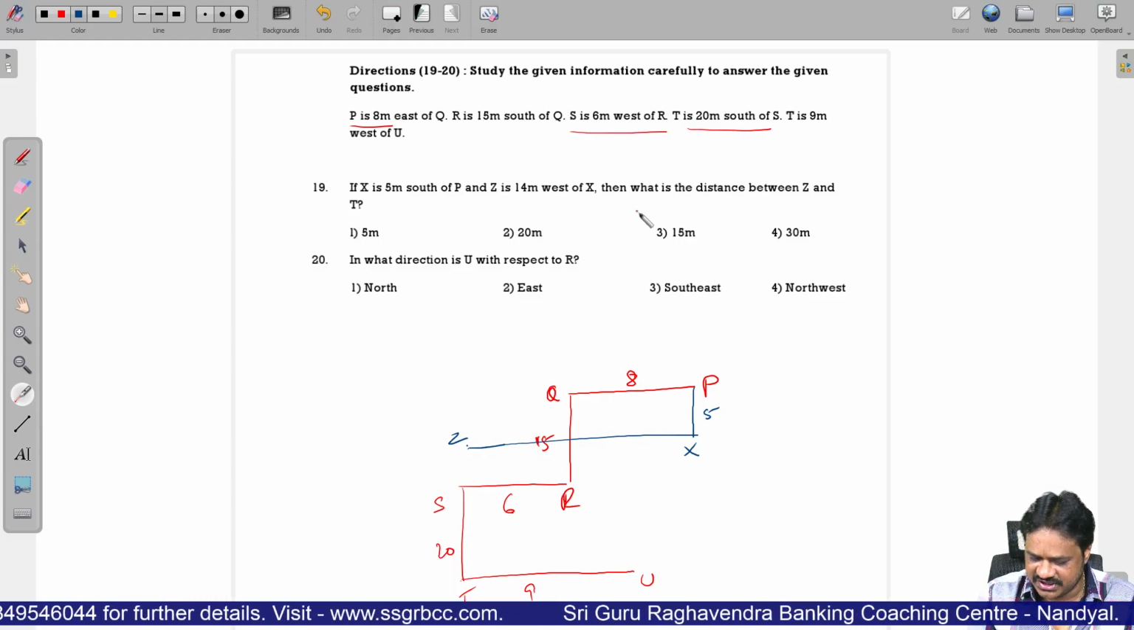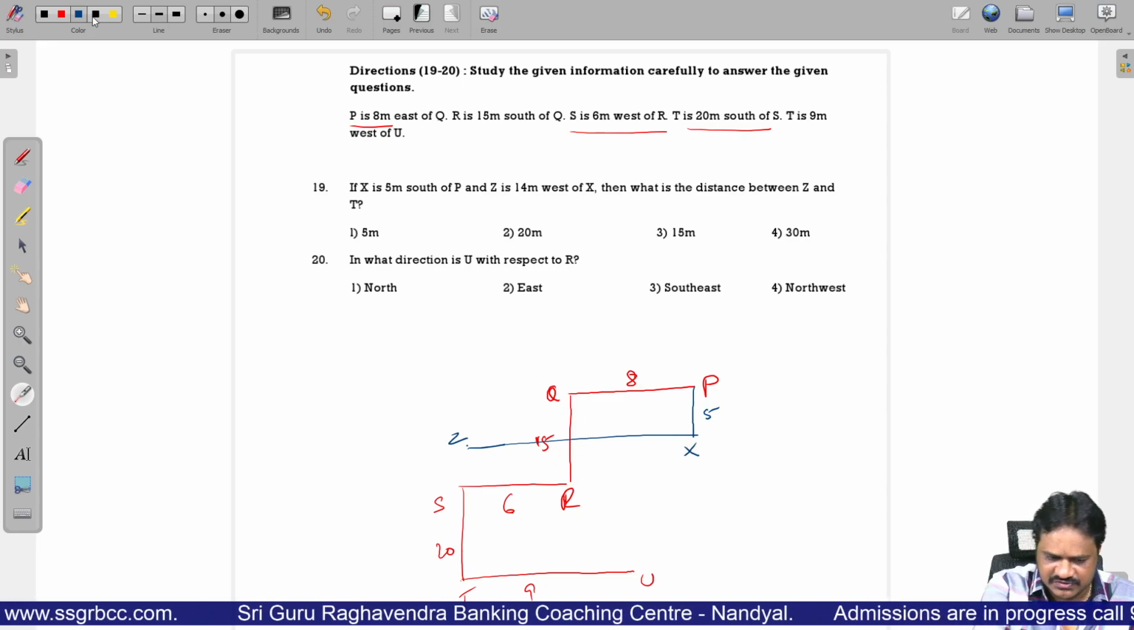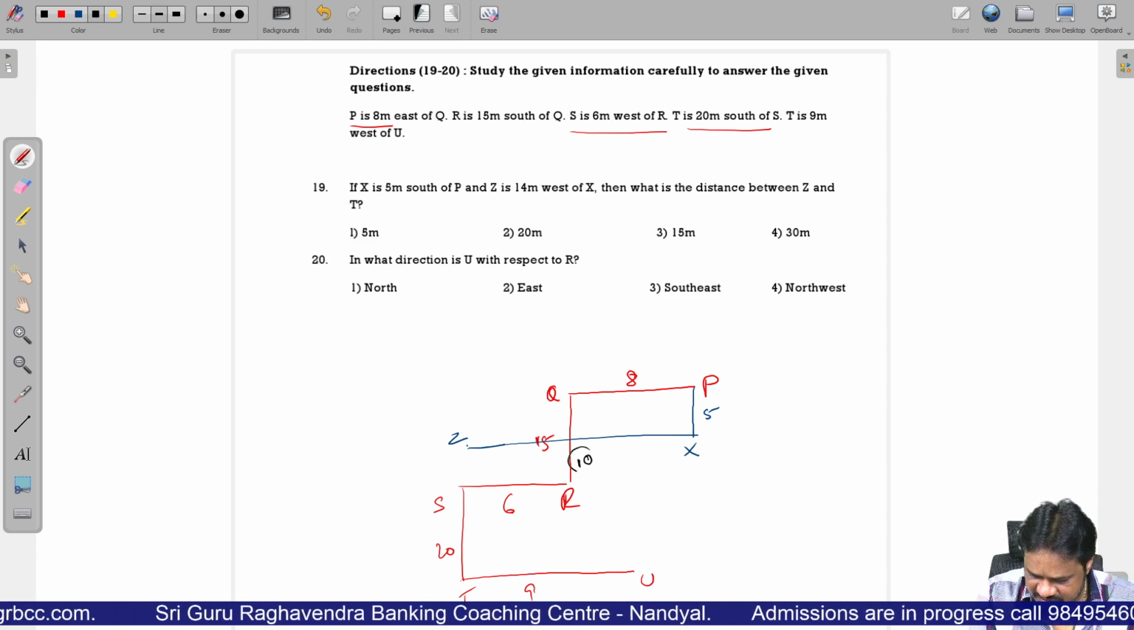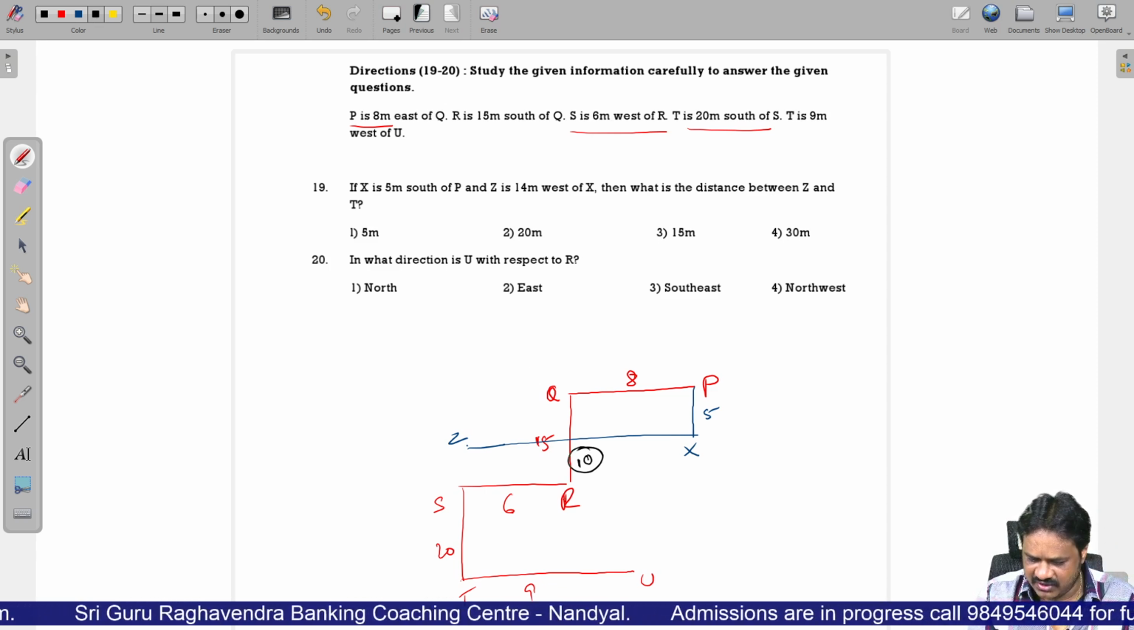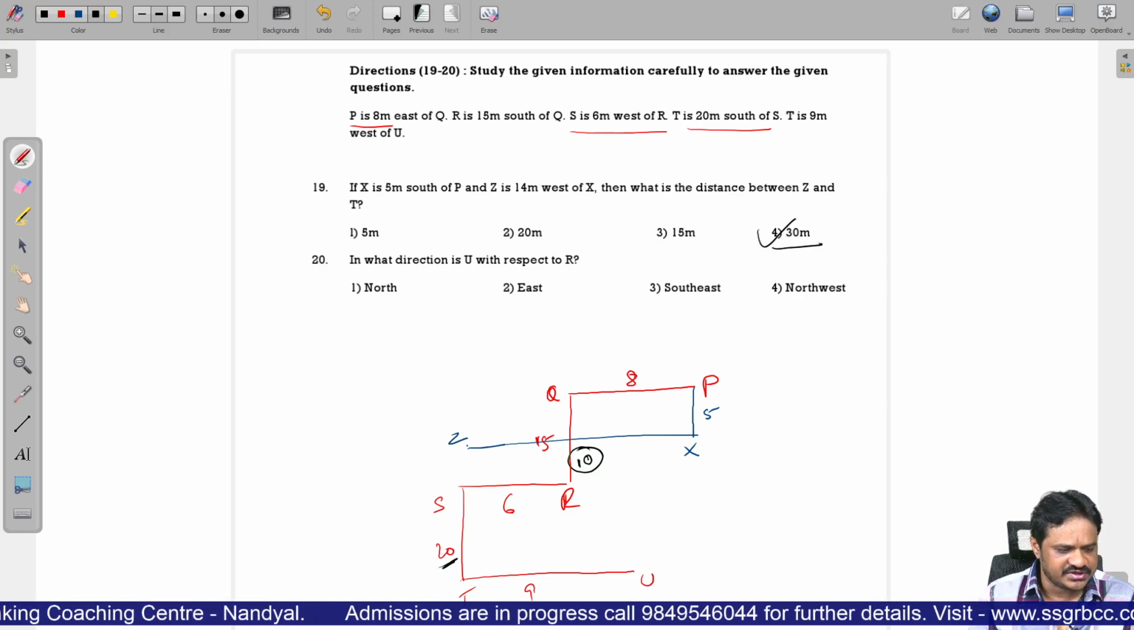What is the distance of Z and T? Now you have to tell me this total distance. This total distance is 15. Until here it is 5, so this will be 10. And what about this distance? 20. 10 plus 20 is 30. So the correct answer is 30 meters.